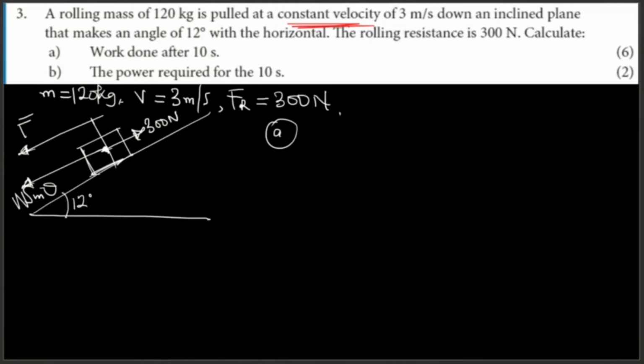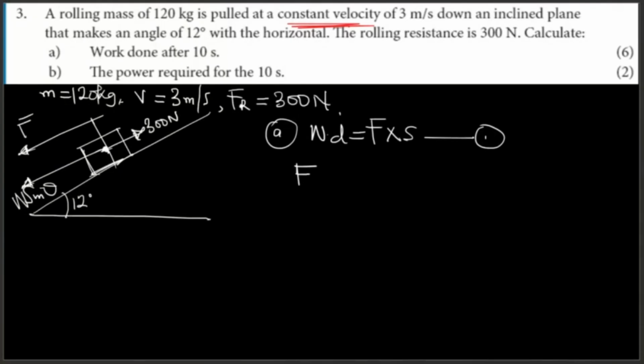The work done after 10 seconds. Let's see. Work done is force multiplied by distance. That is the pulling force. So we need to calculate force and distance. So we are going to use that equation.